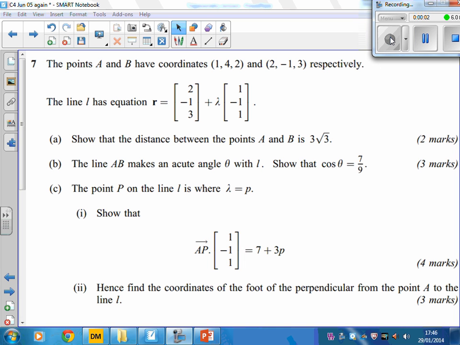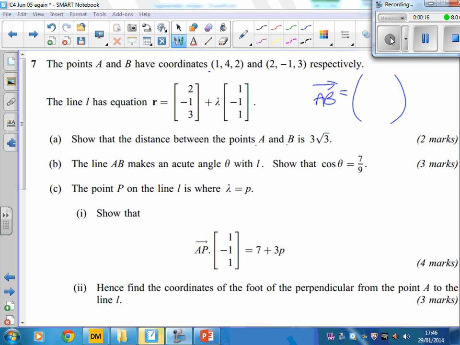June 2005, Core 4, question 7 is the vectors question. We're first of all asked to find the length between A and B, so we're going to need to know what A to B is, aren't we? Let's find out what A to B is. We're going from 1 to 2, so that's 1. We're going from 4 to -1, so that's down 5.